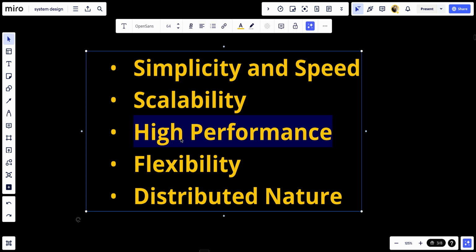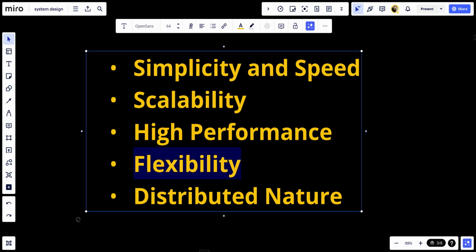Also, we have high performance. Due to their simple structure, key value stores can handle high load and deliver high performance. They often provide constant complexity for data access. It's also great when it comes to flexibility. They allow for the storage of various types of data, such as strings, lists, or sets, without needing a predefined schema. This flexibility is beneficial for applications with evolving data models.